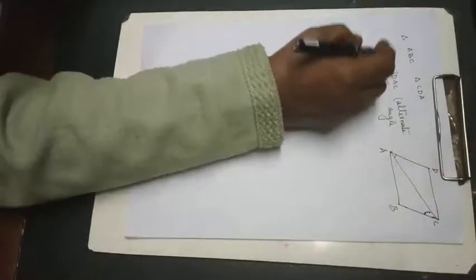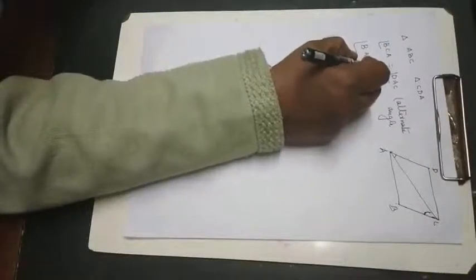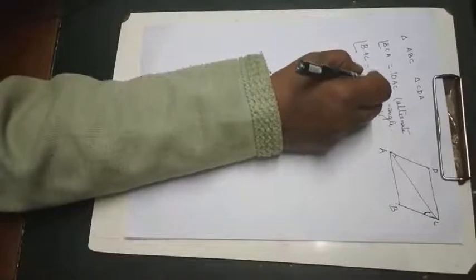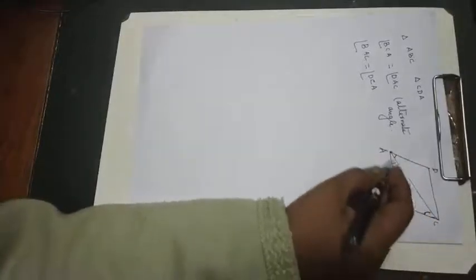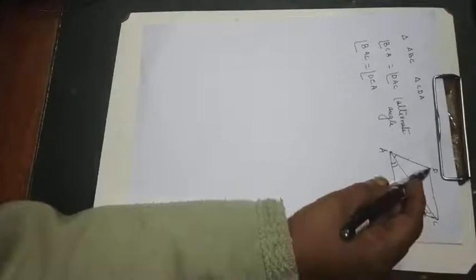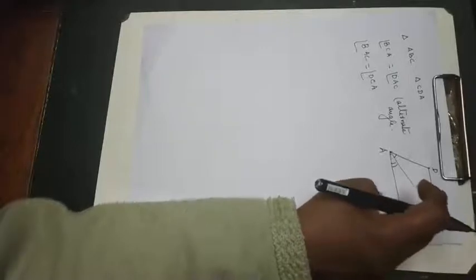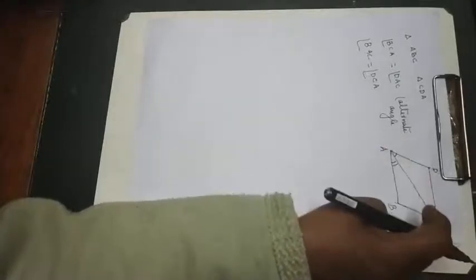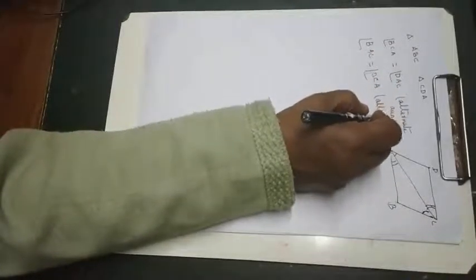Now BAC equal to DCA, that also is alternate angles. BAC, what is BAC? This angle. And DCA, this one. These two are parallel lines, and another line is cutting them. So DCA equal to BAC, by the same property, alternate angles.